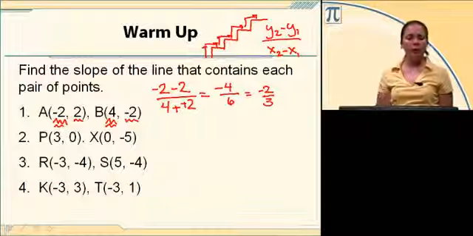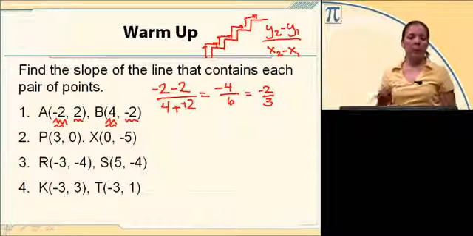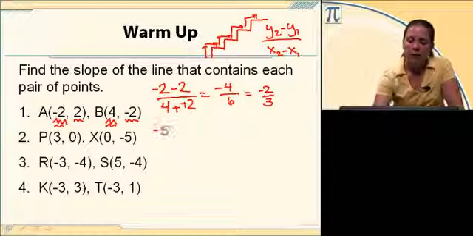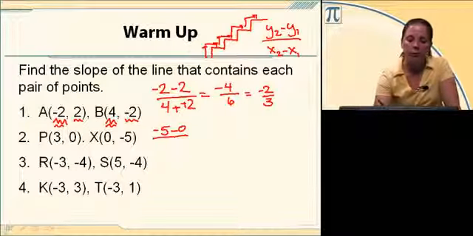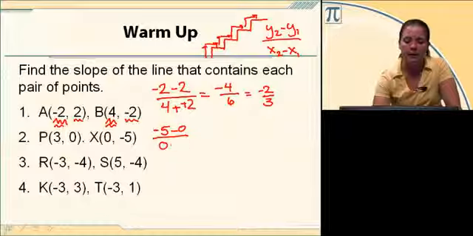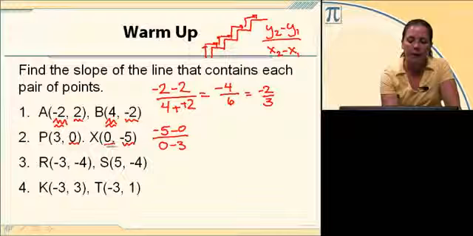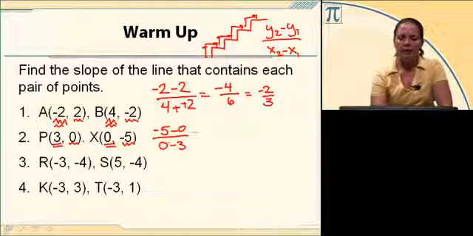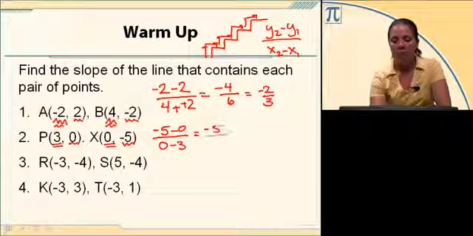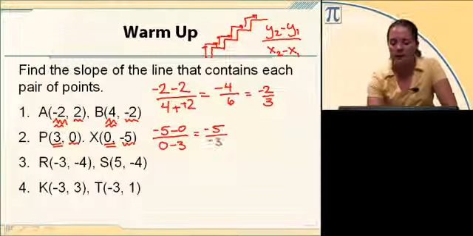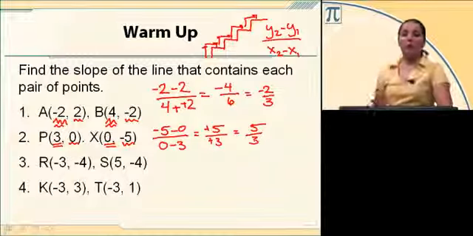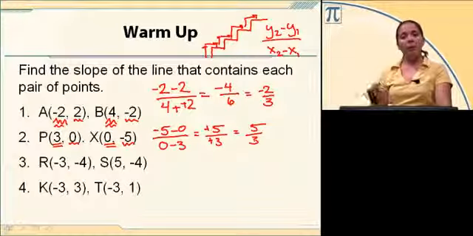Number 2, I've got the points (3, 0) and (0, -5). Find the change in y's, -5 minus 0, over the change in x's, which is 0 minus 3. Once again, I put the y's together and then the x's together. -5 minus 0 gives me -5, and 0 minus 3 is -3. That becomes positive 5/3. So the slope in number 2 is up 5, right 3.